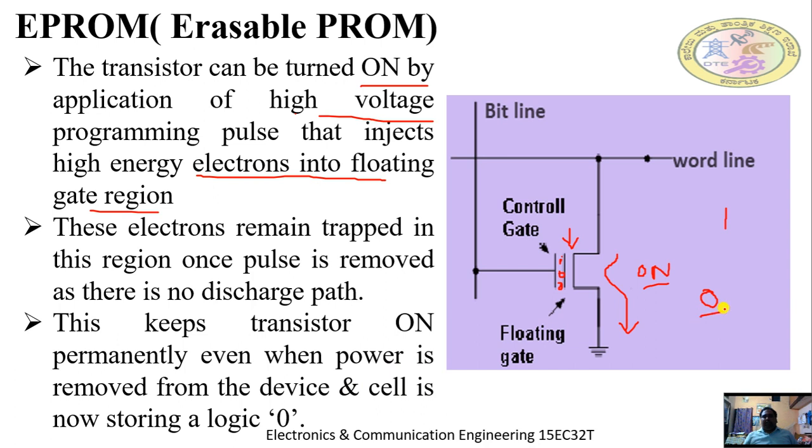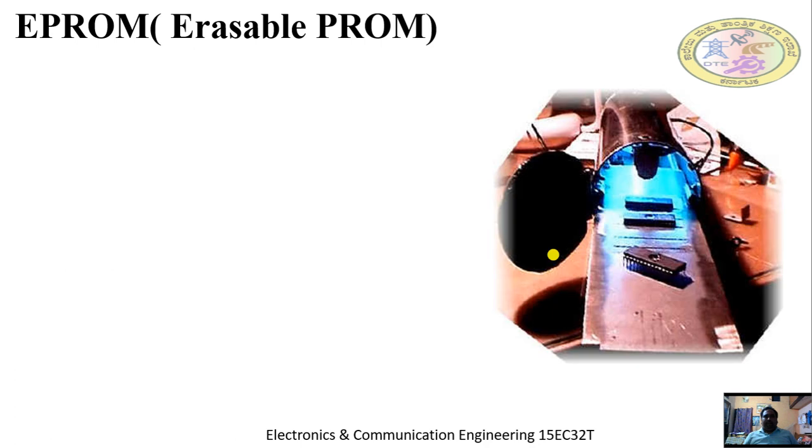0. So what happened is, by default all cells store a value 1, and if the programmer wants to program, he has to program the cell content to 0 by inserting the charge carriers using some high current pulses between the control gate and floating gate.